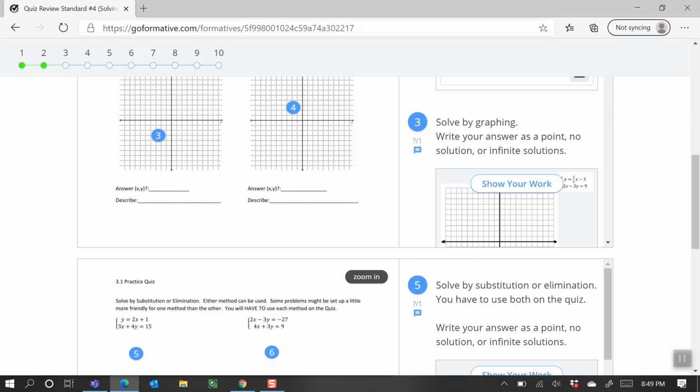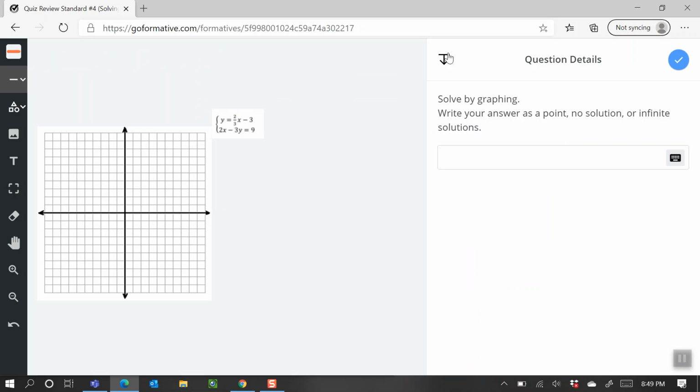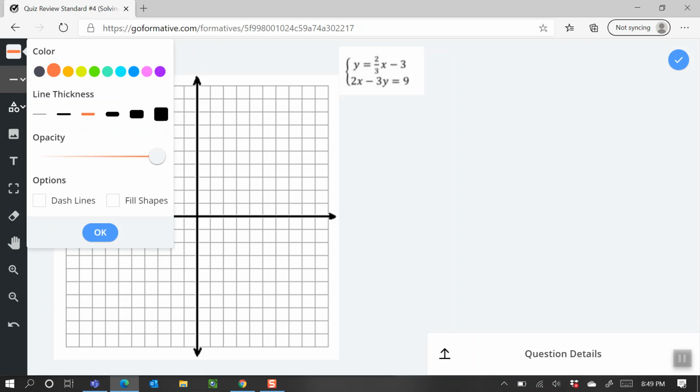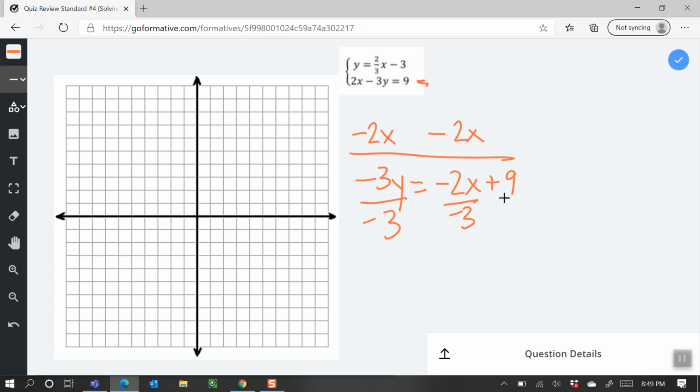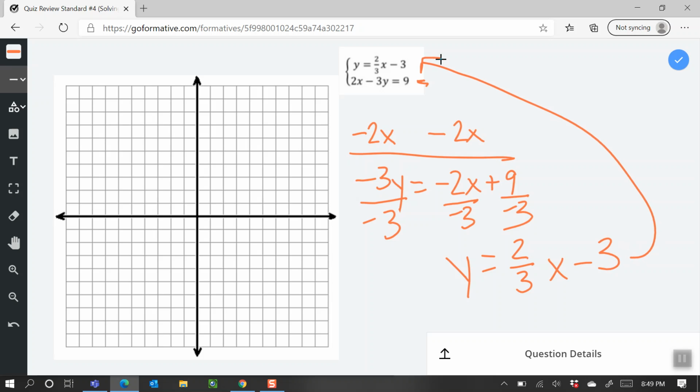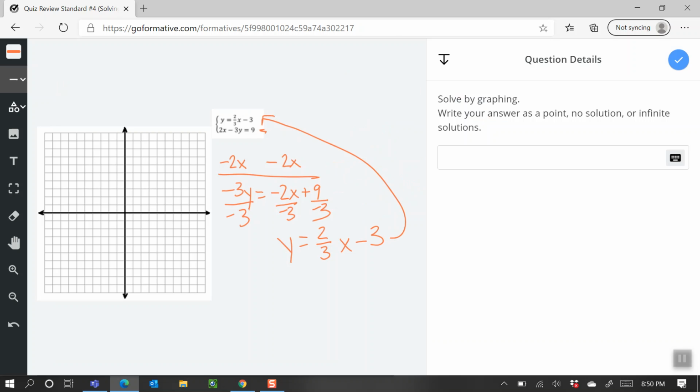Number 3 is an infinite solution because when you solve it out and you graph them, you will find out that you get the same line. So I'm just going to solve this one here, but I'm not going to take the time to graph it out. So I have negative 3y equals negative 2x plus 9, divided by negative 3. y equals 2/3 x minus 3. This equation and that equation are the same, so it's infinite solutions. When you type it in here, it's going to look really silly.